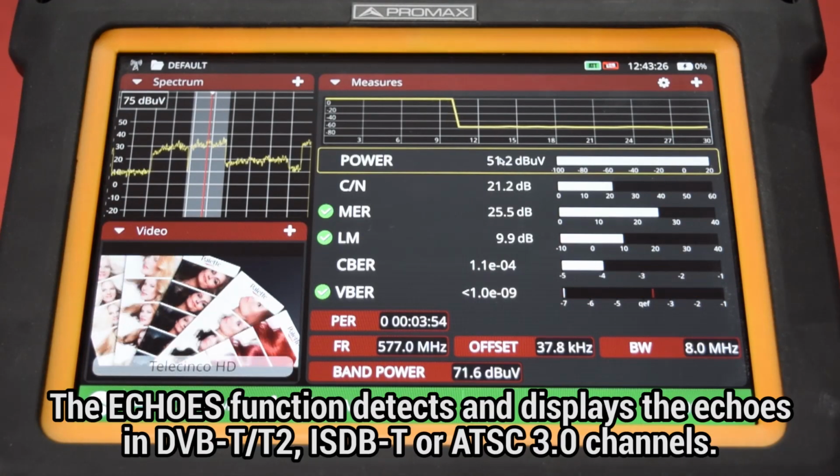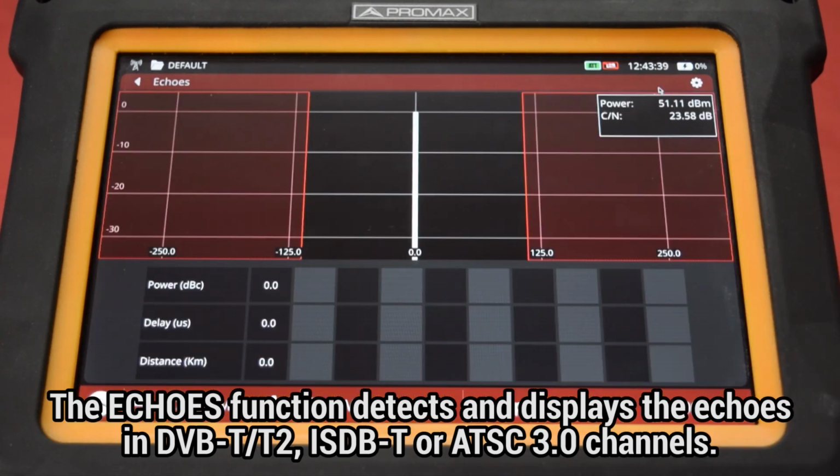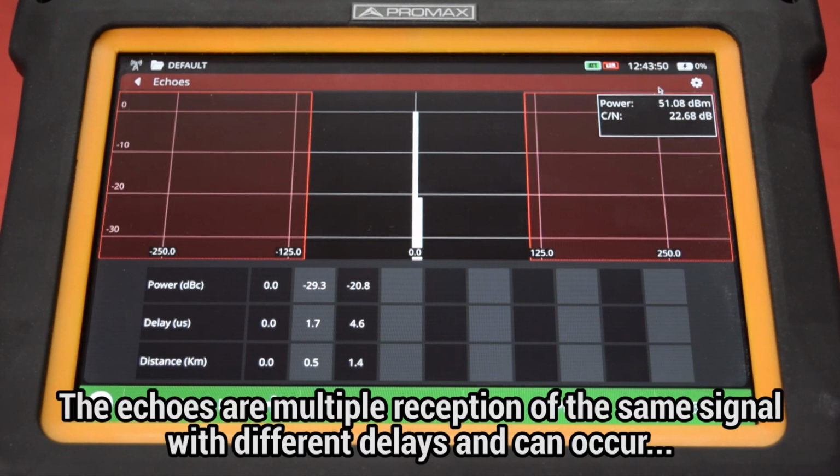The echoes function can detect and display the echoes that can occur due to multiple reception of the same digital terrestrial DVB-T, T2, ISDB-T or ATSC 3.0 channel with different delays. These additional signals received with some delay are called echoes and can occur due to different reasons.